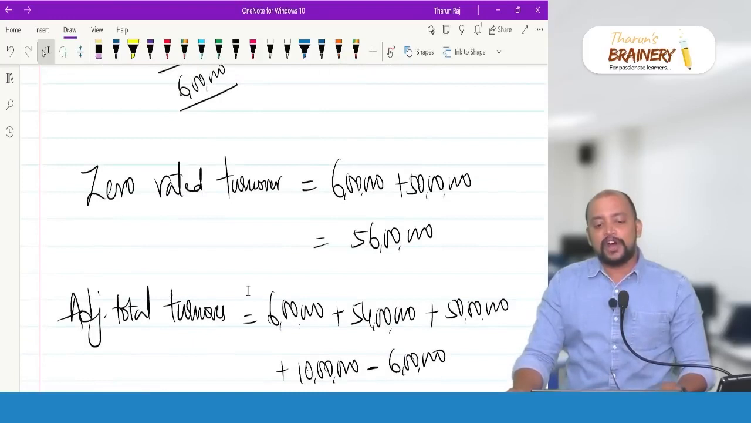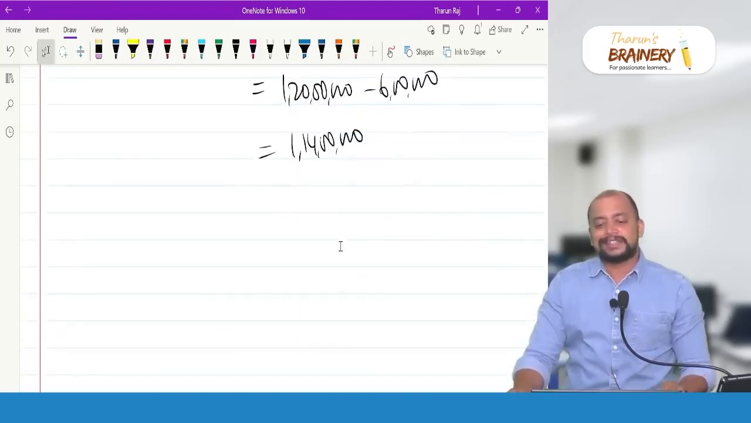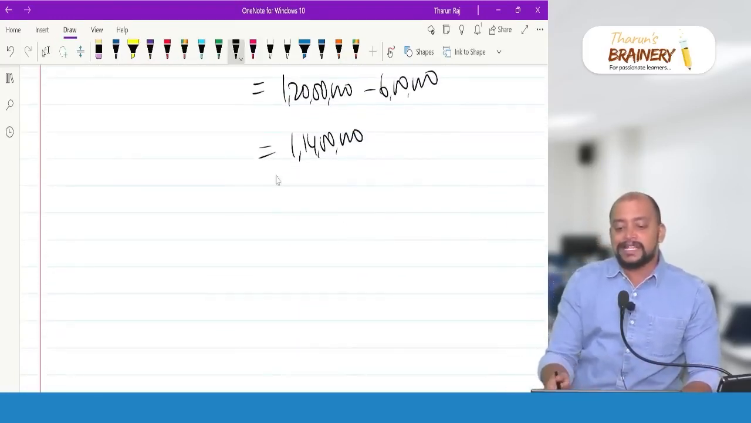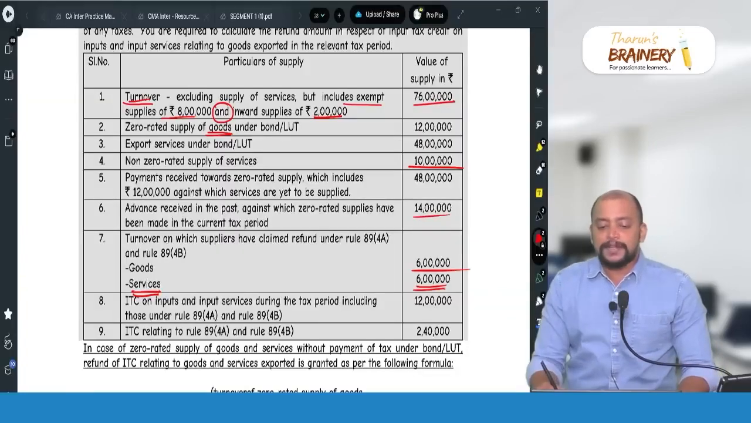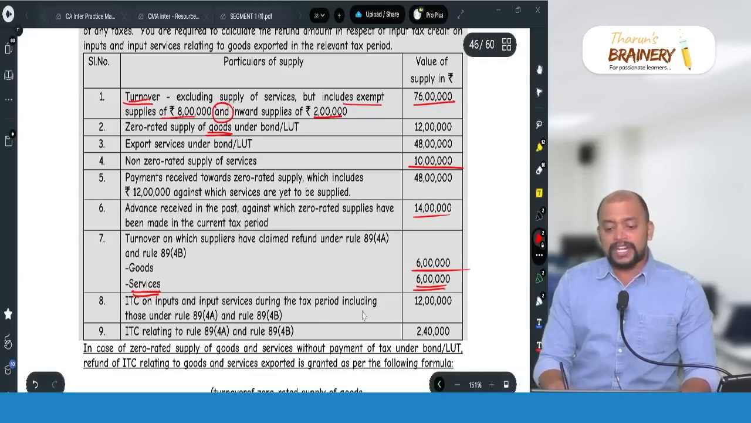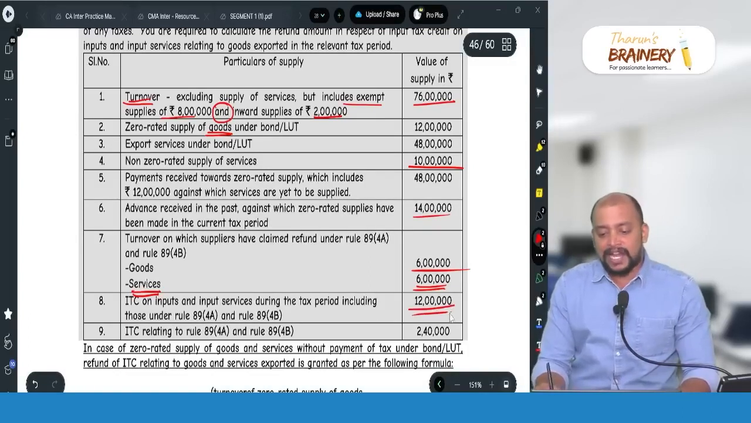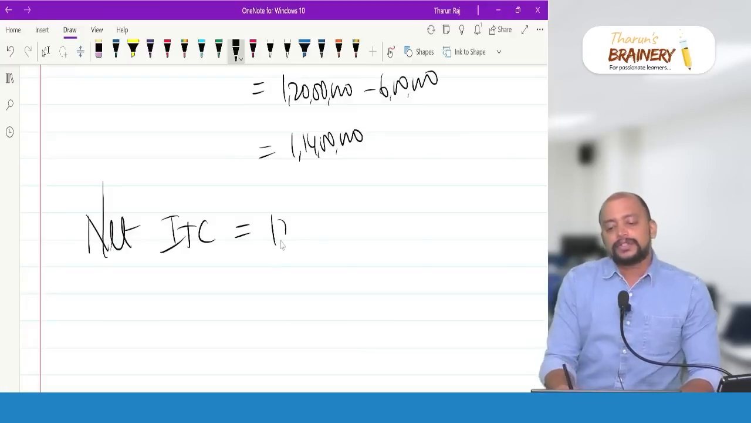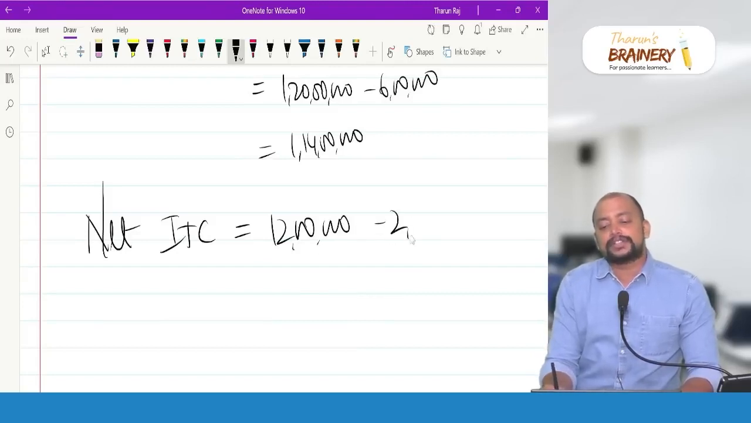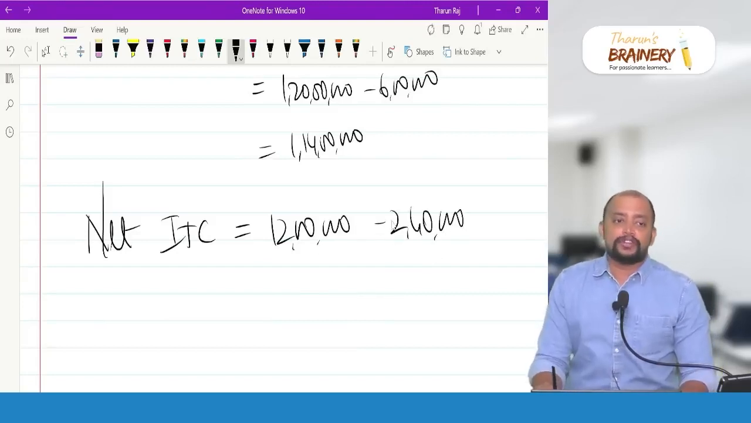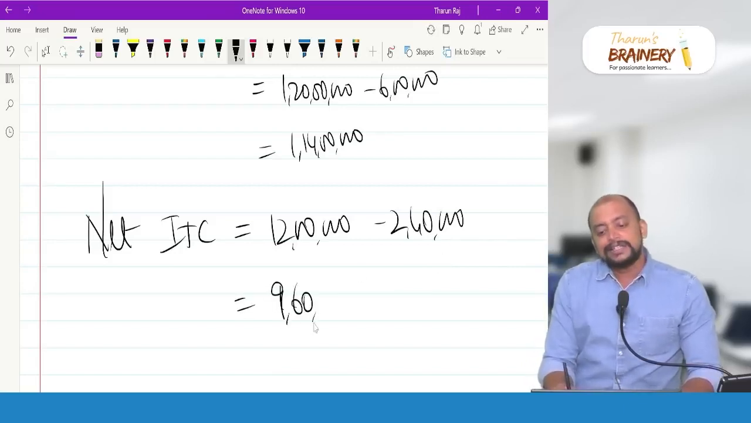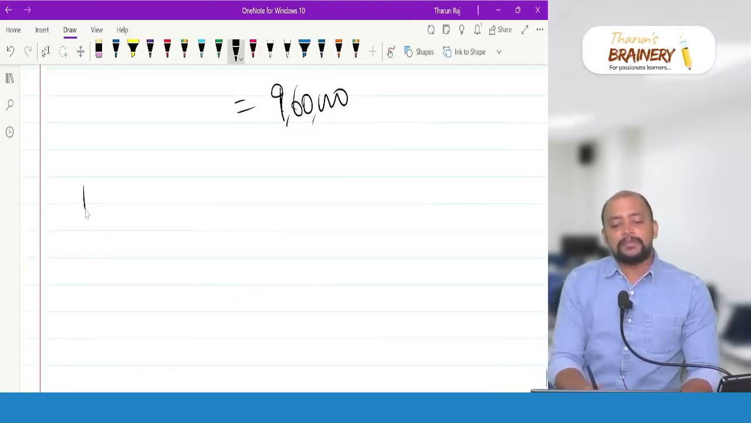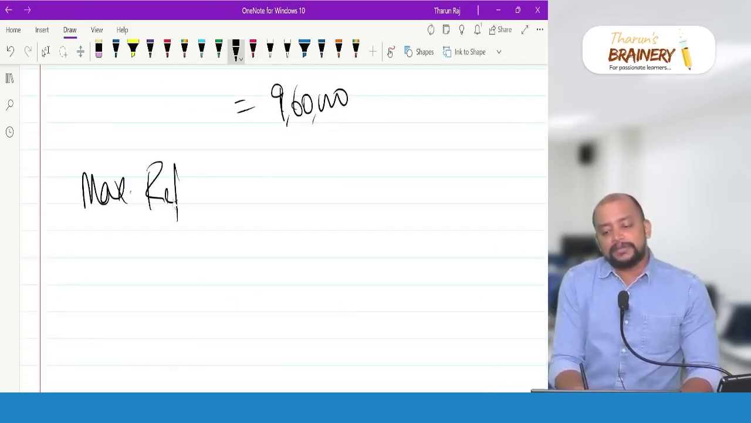So now we have got zero rated turnover and adjusted total turnover. Now, finally, net ITC. What is net ITC? Net ITC will be ITC on inputs and input services during the tax period, including those under 89 4A 4B: 12 lakhs minus 2 lakh 40. Why do we need to exclude 2 lakh 40? Because under 89 4A 4B, refund is already claimed, so that should be taken out. Therefore, 9 lakh 60,000.